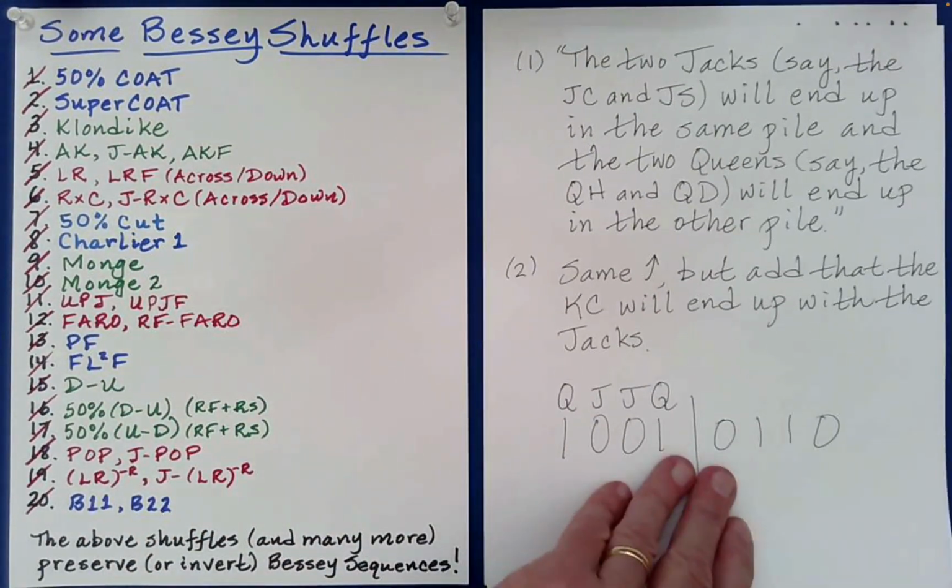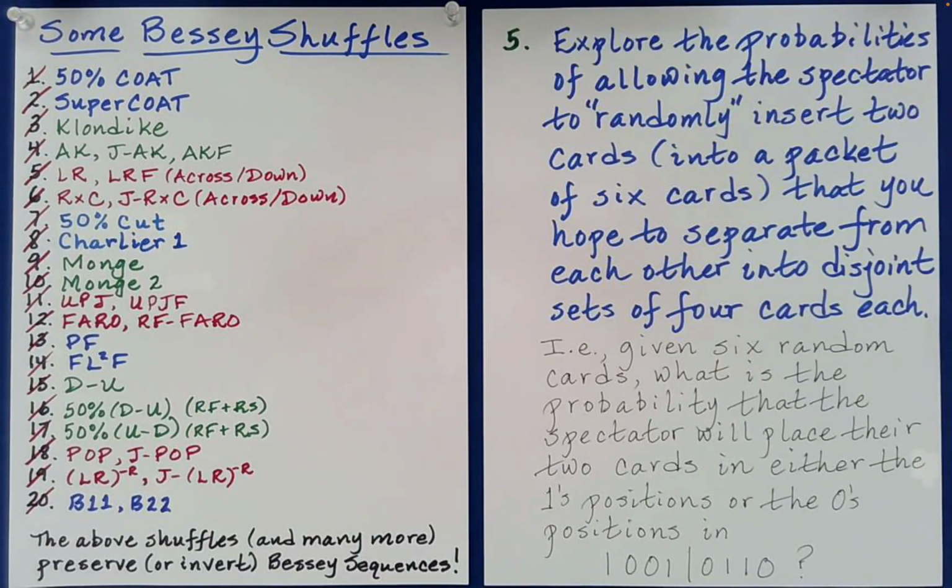Okay, and then I do have a last little note here, kind of a homework exercise of sorts. So number 5, explore the probabilities of allowing the spectator to randomly insert 2 cards into a packet of 6 cards that you hope to separate from each other into disjoint sets of 4 cards. That is, given 6 random cards, what is the probability that the spectator will place their 2 cards in either the 1's positions or in the 0's positions? Okay, so maybe you can give that a little bit of thought and try to answer that question.